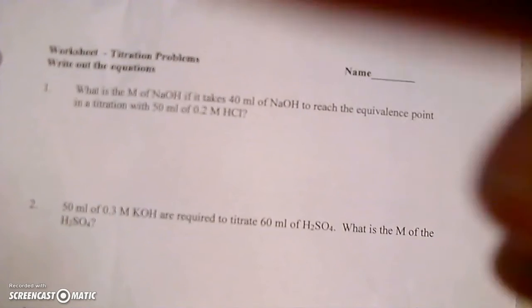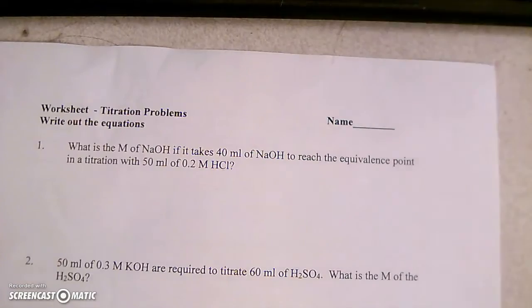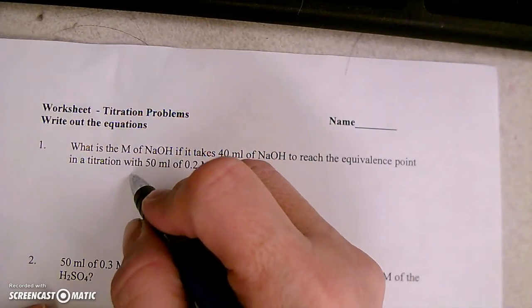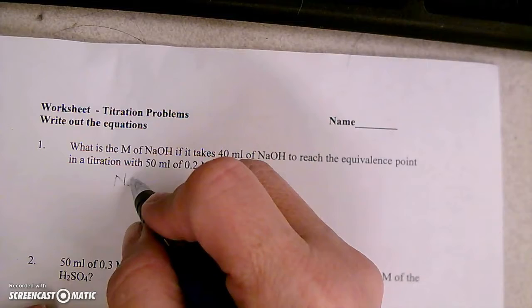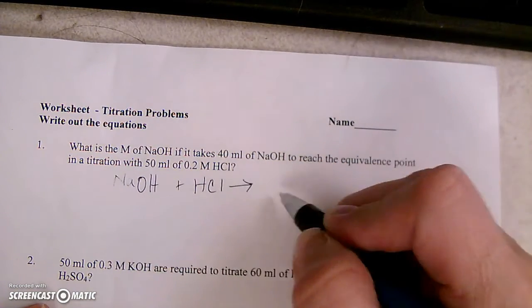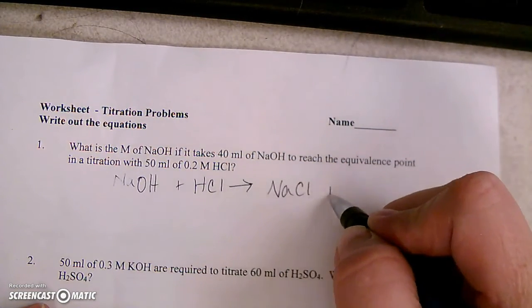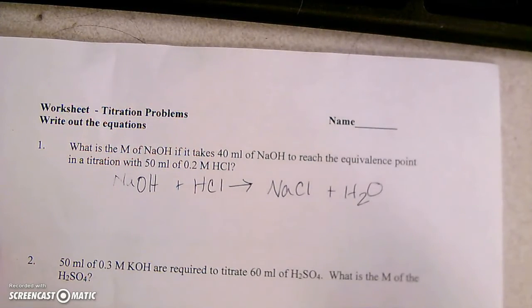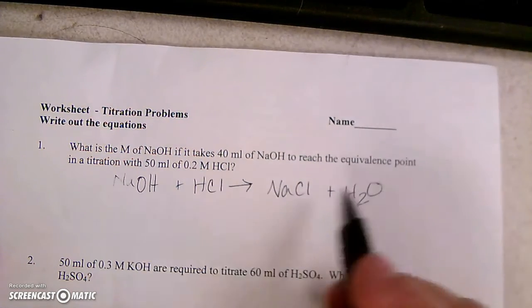So this is how to work these titration problems. If I can get it to focus. Okay. First thing we have to do is write down the equation. Sodium hydroxide plus hydrochloric acid is going to give sodium chloride plus water. Okay, what information is given to us? Well, first of all, it's balanced.